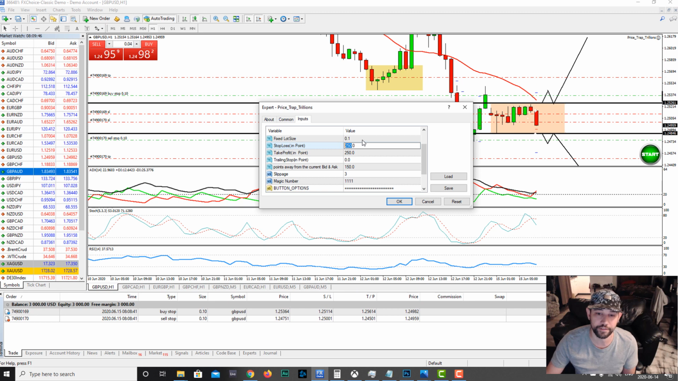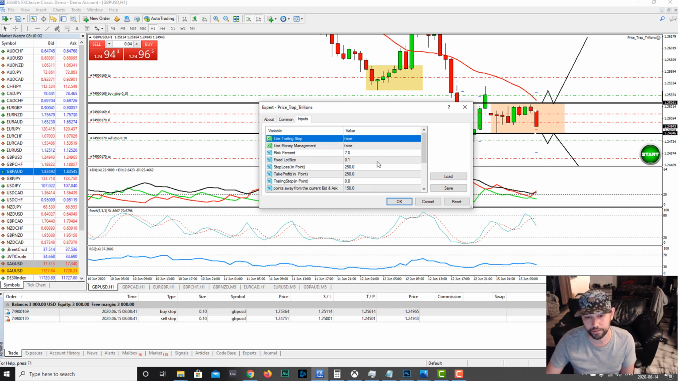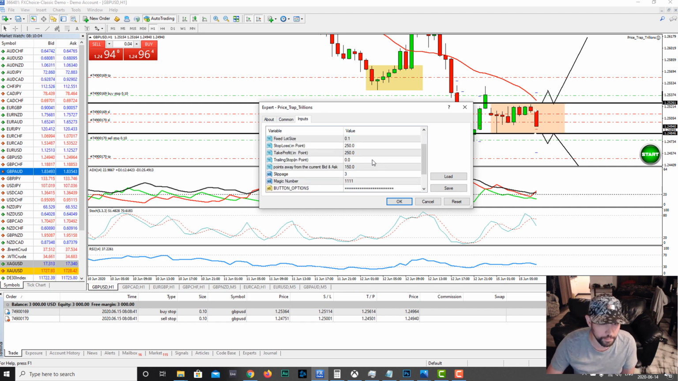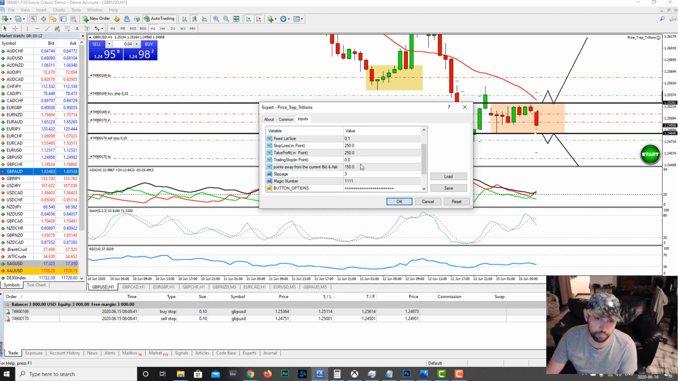So it's 250 in this box here. My take profit is also 25 pips, and I'll get into why in a moment. And my trailing stop is just set to 0. It doesn't matter what value I have in here if this is set to false, because it won't engage a trailing stop. If you want a trailing stop, simply press true and then put in your desired value here in points value. The points away from the current bid and ask, this is how far away your buy stop and your sell stop are from the current price, okay?